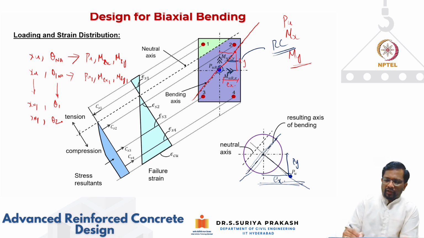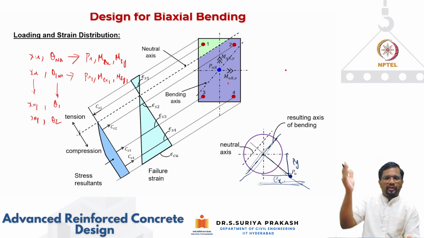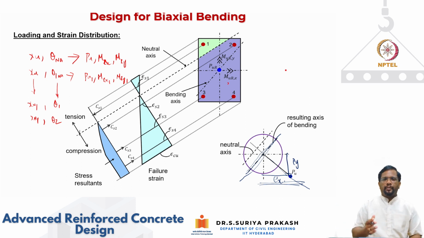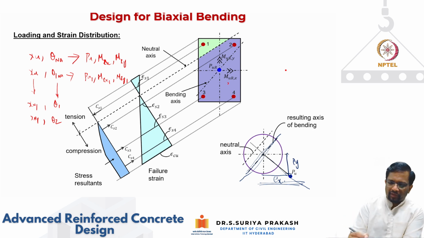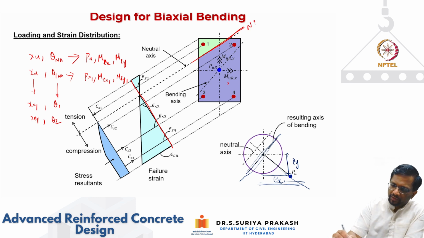Now you see, for the uniaxial case, it was pretty straightforward, right? Because the neutral axis is going to be parallel to the axis of bending, you get this kind of a strain distribution. So how do we get it? Let's say my neutral axis I'm putting like this. Okay, so this is your neutral axis.